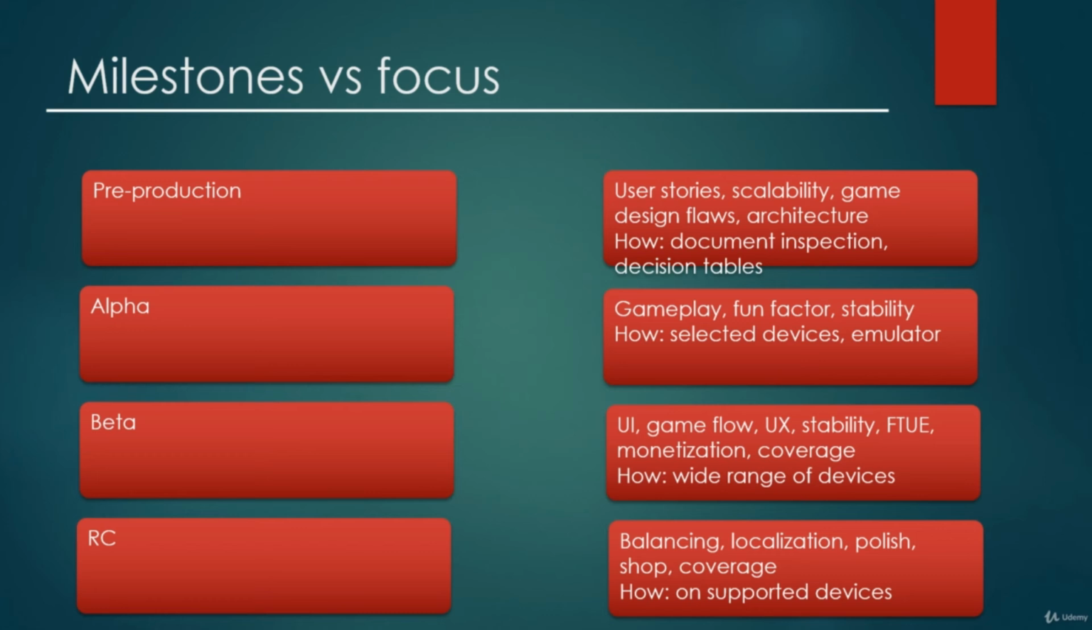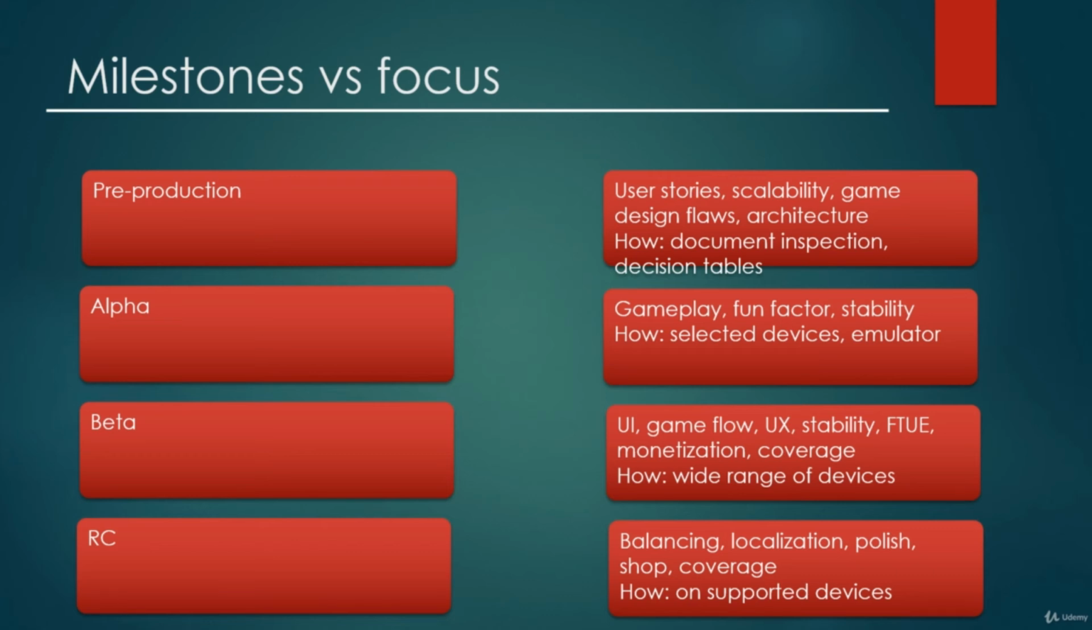After that, we have beta. Here, by this milestone, we mean it's also content complete. So it's feature complete, but it's also content complete. So we have most of the gameplay already implemented. This is where most of the work for QA comes. So here we test very wide.